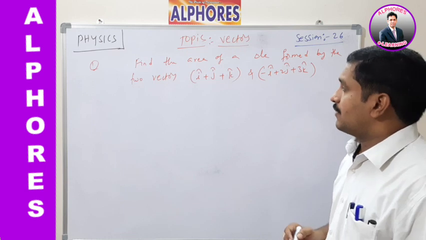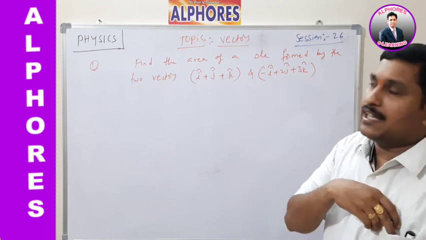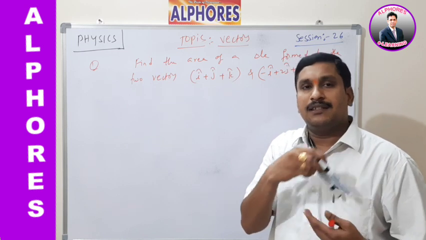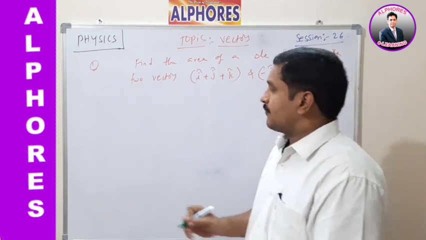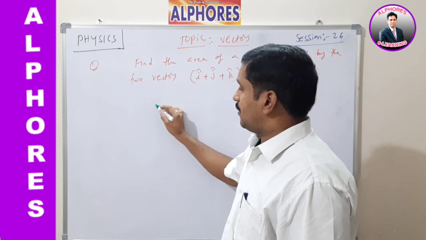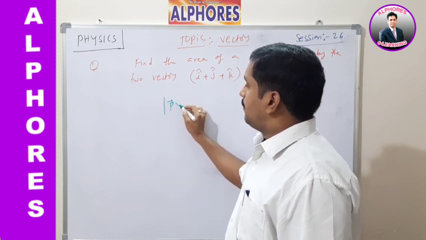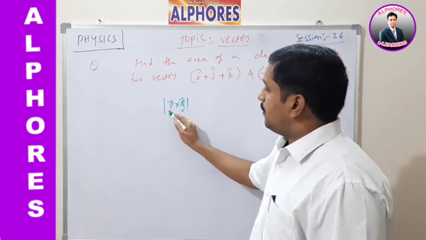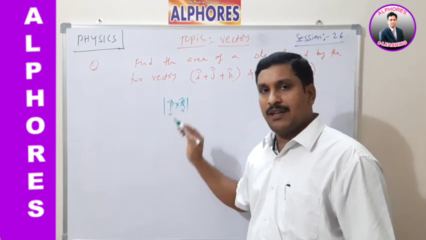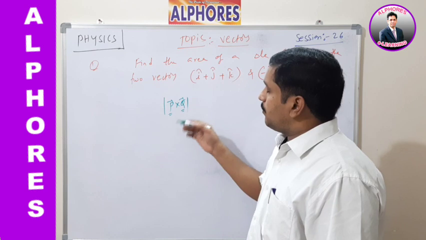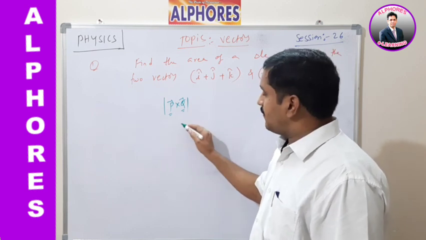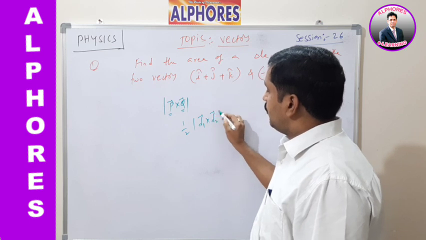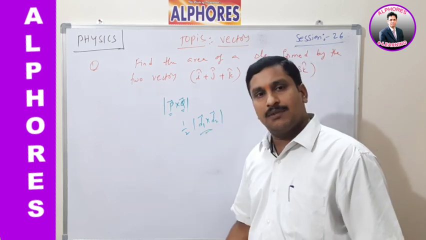Now, clear. We already know the area of the parallelogram and the area of a triangle. What is the formula? The area of a parallelogram is the modulus of p bar cross q bar, when p bar and q bar are the two adjacent sides of the parallelogram. And if the diagonals of a parallelogram are given, the formula is half of the modulus of p1 bar cross p2 bar. So this is the area of a parallelogram in terms of diagonals.